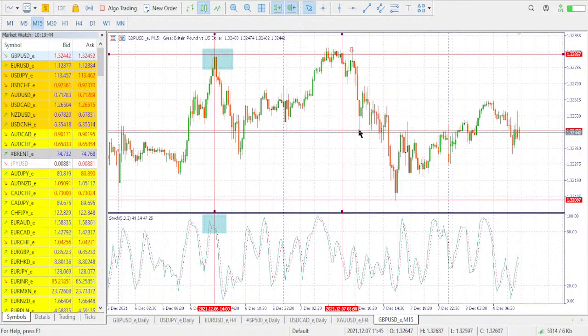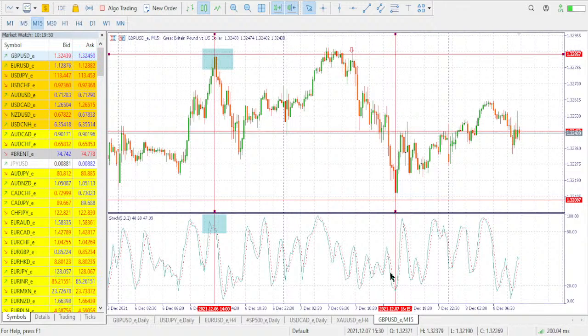Today, what I'm waiting for here, because I have this, this is oversold, but as you can see, the price is not yet anywhere around this area here. So we want the price to come back to this point here, and at the same time the stochastic must be below 20.